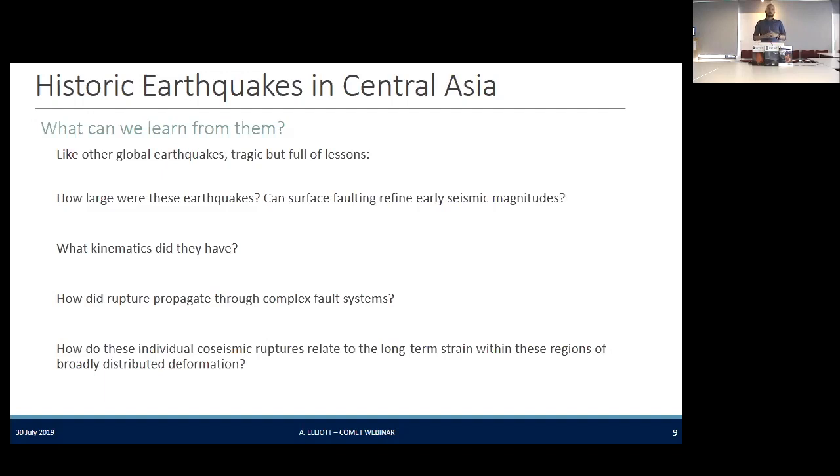I'm also going to talk a lot about the complexity of these fault systems. And the real question here is, how did rupture propagate through these complex fault systems? I'll go into a little more detail about that momentarily.